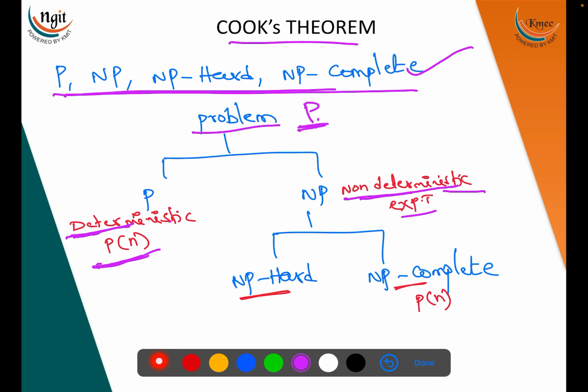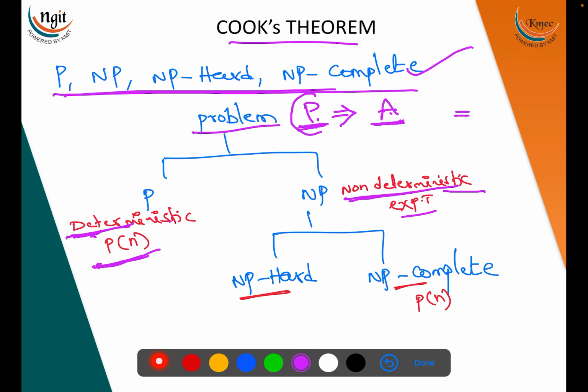Deterministic in the sense what? Let us suppose that an algorithm A is written for problem P. If all the steps of the algorithm are defined, then it is deterministic. If only a few steps of the algorithm are determined, and there are other steps which are undetermined, then it is a non-deterministic algorithm.